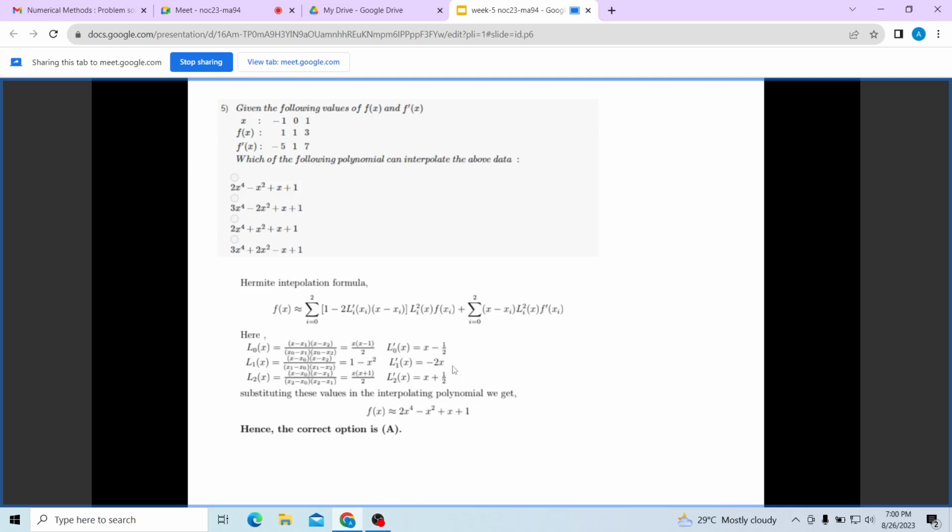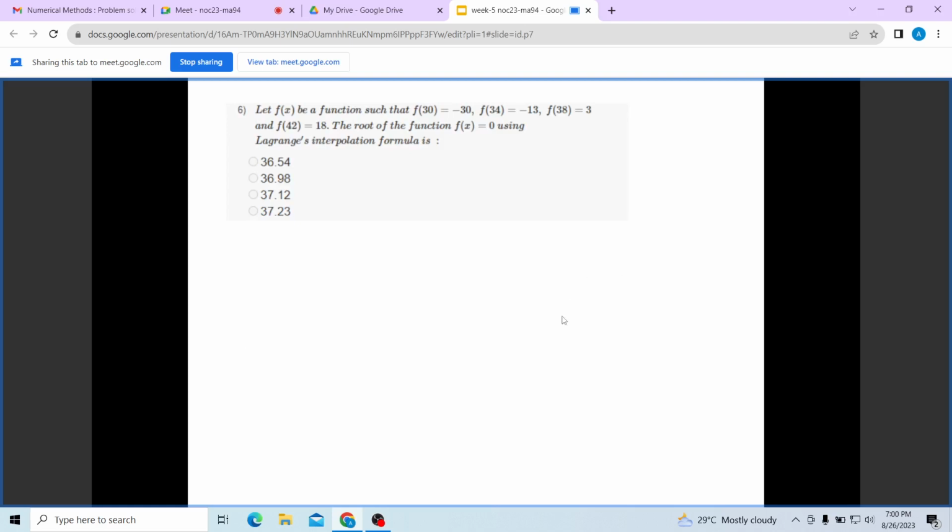I hope it is clear to everyone. So let's move to the next question. So question number 6 is, let f of x be a function such that f of 30 is equal to minus 30, f of 34 is equal to minus 13, f of 38 is equal to 3, and f of 42 is equal to 18. Okay, so these are the data points we have been given.